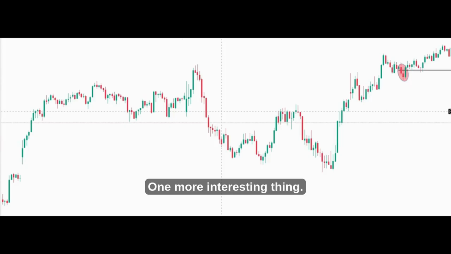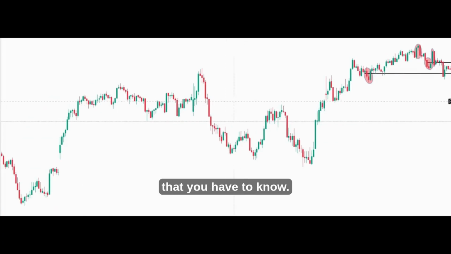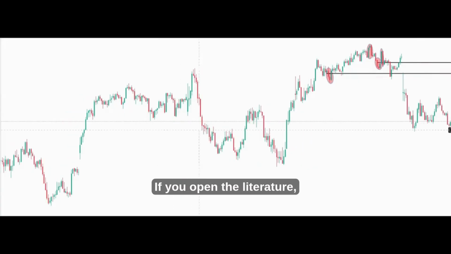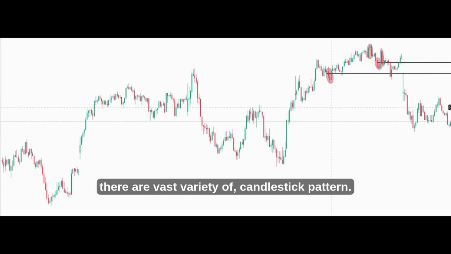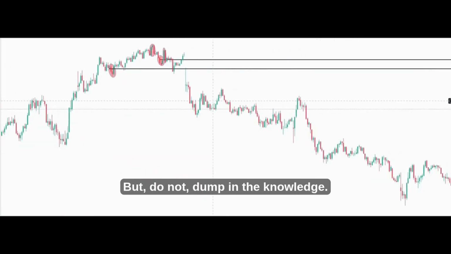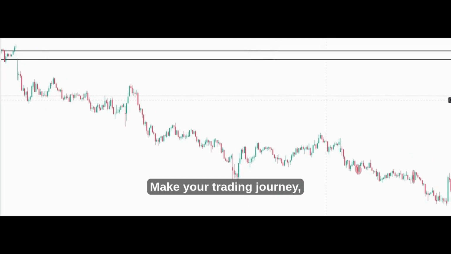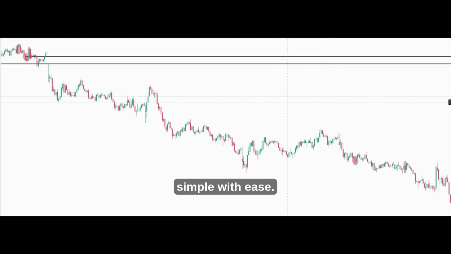One more interesting thing. Wantedly, I have missed one candlestick pattern to show the curiosity. In the next video, I will teach you that candlestick pattern, and that is a very important candlestick pattern. These are the basic candlestick patterns that you have to know. If you open the literature, there is a vast variety of candlestick patterns, but don't dump yourself with the knowledge. Keep it simple, always keep it simple, make your trading journey simple with ease.